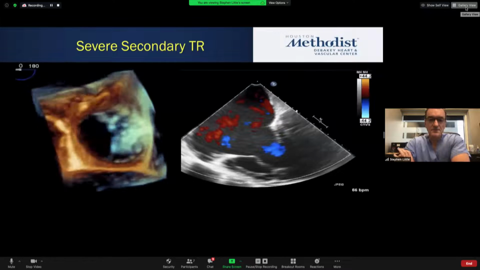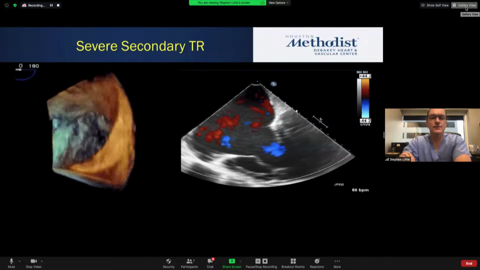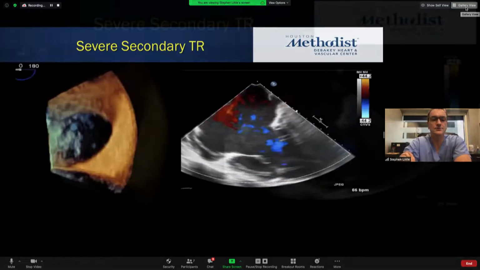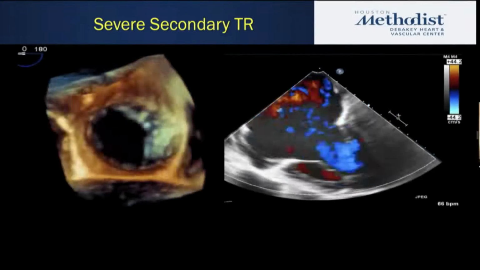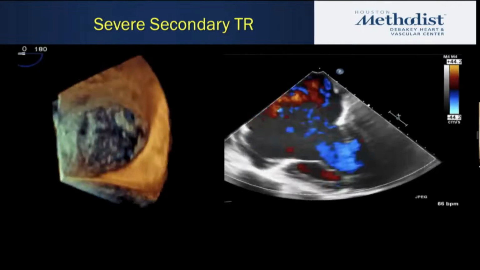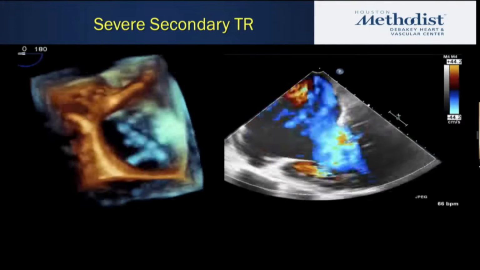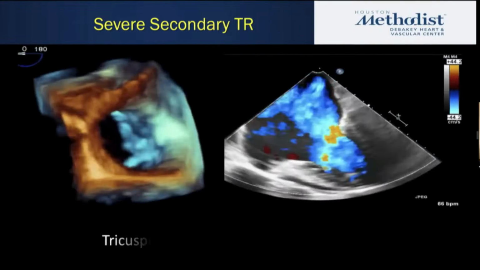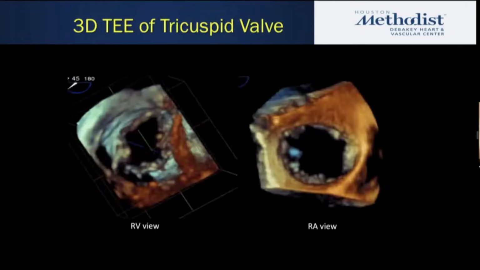So start with this simple case. This was an 80-year-old gentleman who had secondary severe TR, and these are images from his transesophageal echo. These are candidly unusually good images of the tricuspid valve. You can see he's got severe TR on the image on the right, the color Doppler, and I think we may even add some labels here.